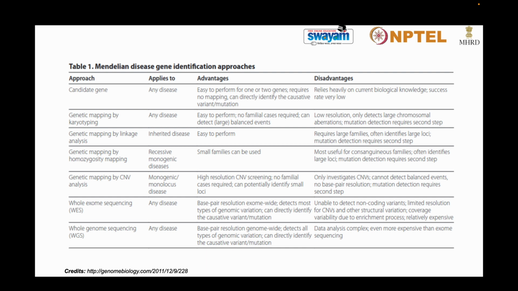This method is the best, but there are certain disadvantages. For example, data analysis is complex. If you are handling such a large amount of data, then its analysis will obviously become very complicated and very complex, and it will be expensive. As I've told you, the sequencing methods are quite expensive as compared to exome sequencing. So these are a few of the methods that are generally involved when you go to identify the disease genes.